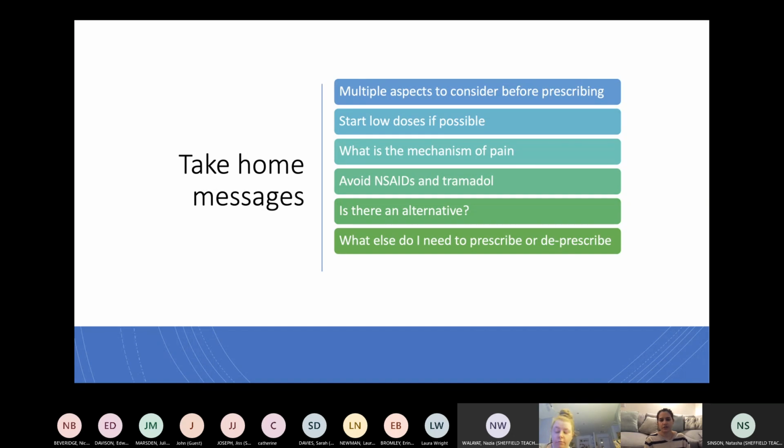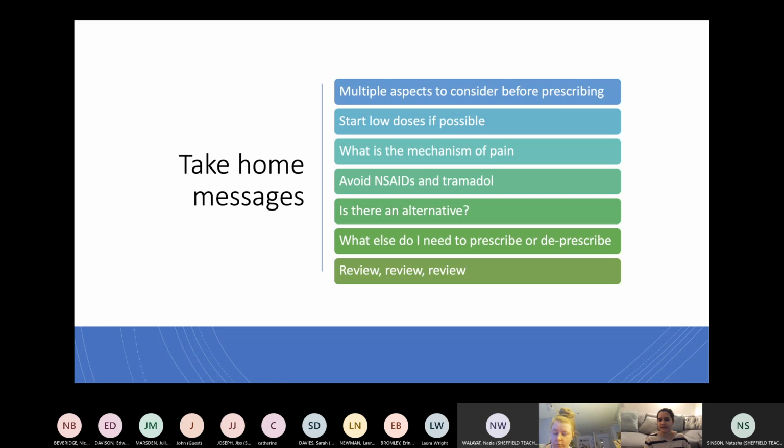What else you need to do when you're prescribing, so other things you might have to prescribe, which goes against the polypharmacy, but things to try and prevent those side effects, making sure there's a review date on things, and what do I maybe need to de-prescribe to help this person if I'm prescribing something new. And I can't really stress it enough, it's just review.